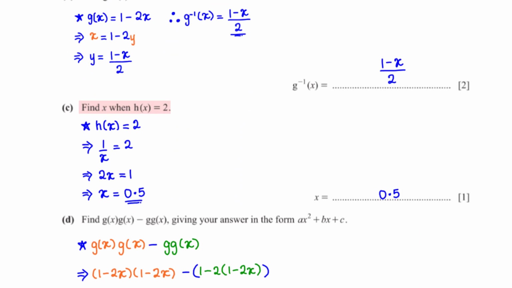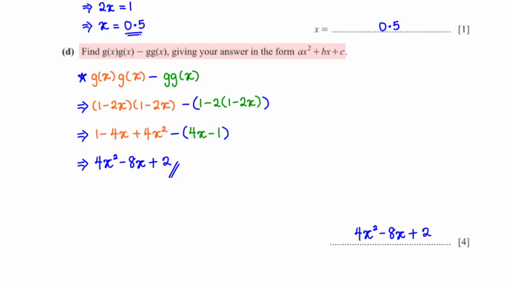Find x when h of x is equal to 2. h of x is 1 over x, so we have 1 over x equals 2. When we multiply both sides by x, we get 2x equals 1. Now when we divide both sides of the equation by 2, we get x equals 0.5.